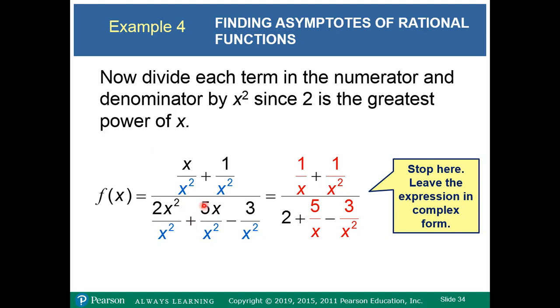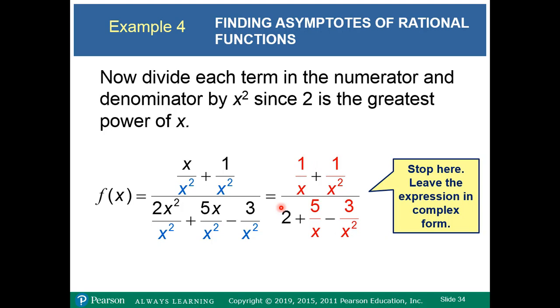And so what happens here? Well, this simplifies to 1 over x. This simplifies to 2. This simplifies to 5 over x. And this becomes minus 3 over x squared. Okay, and then leave it in this form.